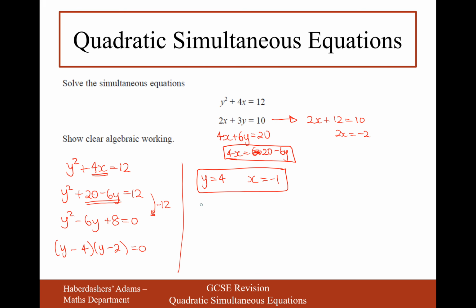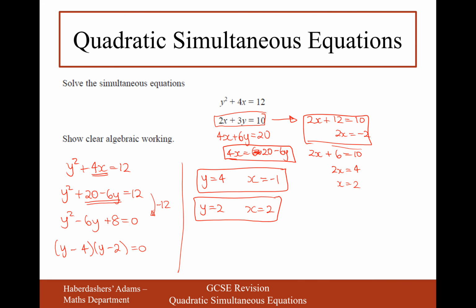First solution. And then when y equals 2, we'll do the same thing. Take this equation and put y as 2 in. So 2x plus 3 times 2 is 6, equals 10. So then 2x equals 4. So x equals 2. So that's the other part of this solution here. What I did there is I took the easier of the simultaneous equations and I replaced y with the two y values that I had to get the x values that I needed. Okay, so there we are. Here are our solutions: y equals 4, x equals minus 1, and y equals 2, x equals 2.